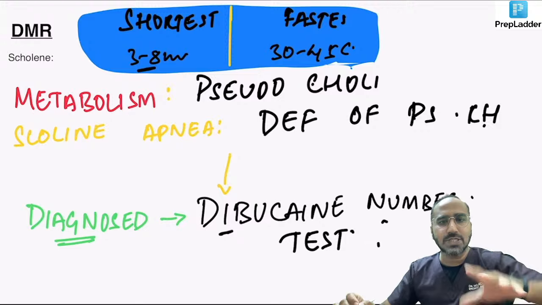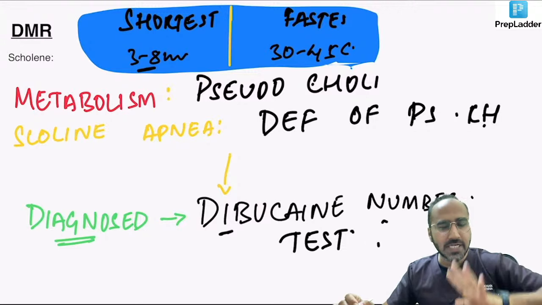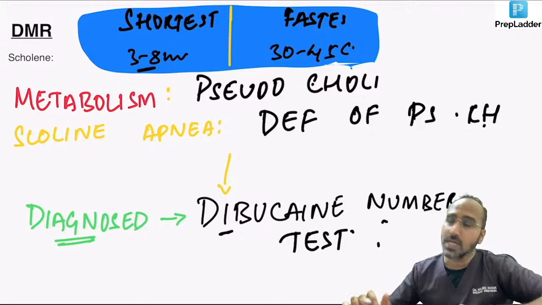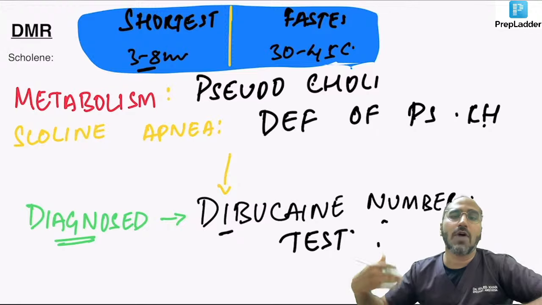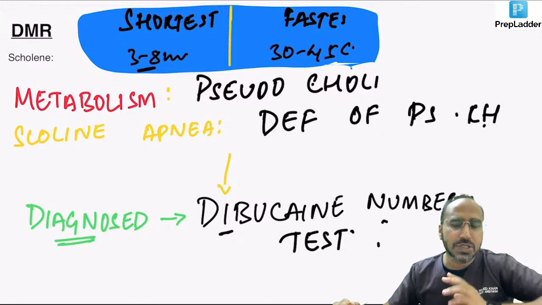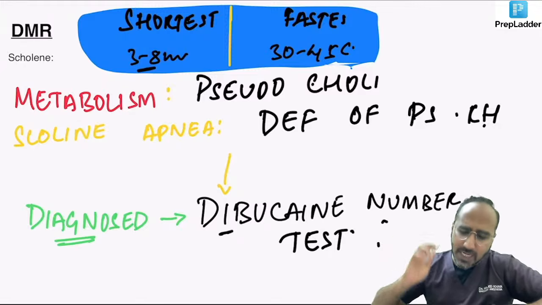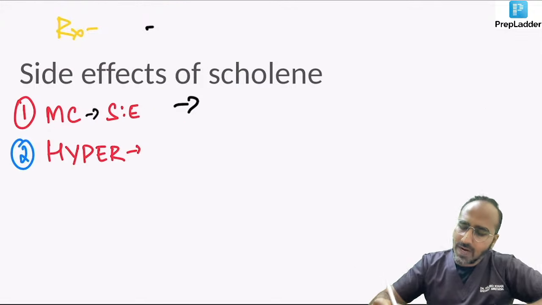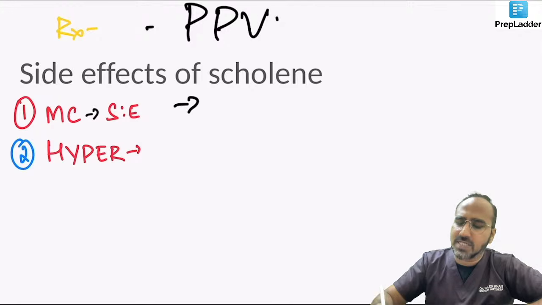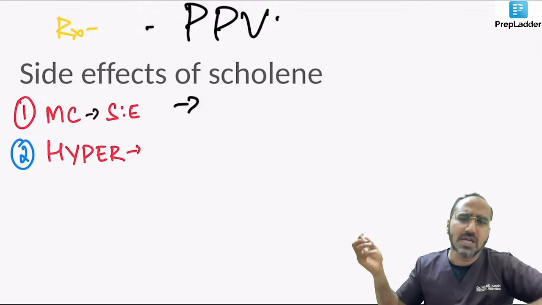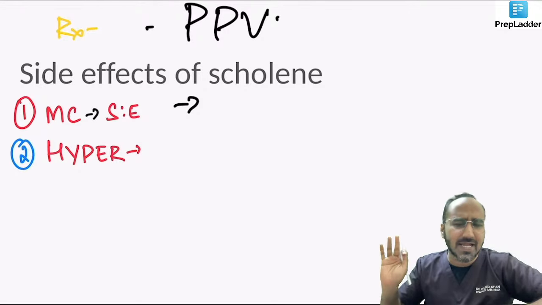Yani ki imagine, guys, you have given scoline. In 8 minutes, patient had to recover. You waited for 20-25 minutes, patient is not breathing at all. You are ventilating the patient. What is the management? Will you stop the ventilation? No. The best management of choline apnea is what? You ventilate the patient. Yani ki positive pressure ventilation till the patient recovers. Normally 2 to 3 hours, the patient will recover.